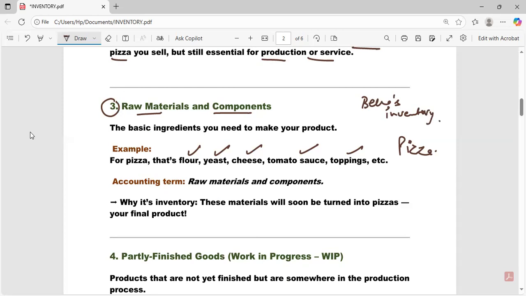In accounting terms, we call them raw materials and components because these materials will soon be turned into pizza. She will use the flour and the yeast to make the dough. Then she would put various toppings like cheese, tomato sauce, olives and many more things, and then she'll finally make it into a final product. So all these raw materials also consist of inventory, right?